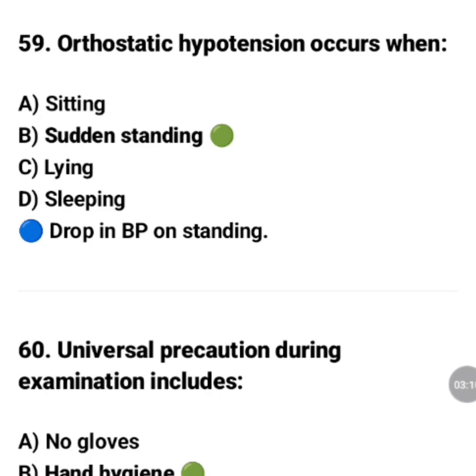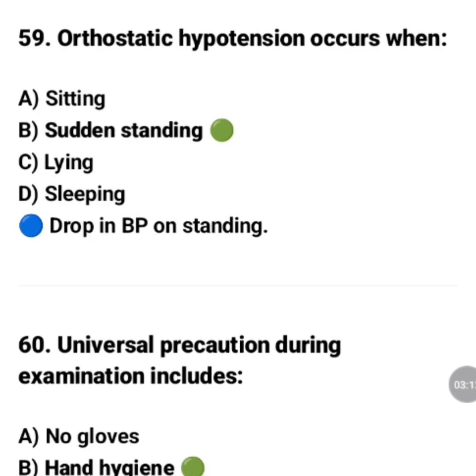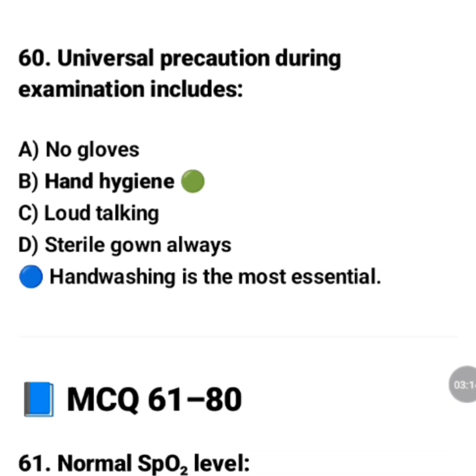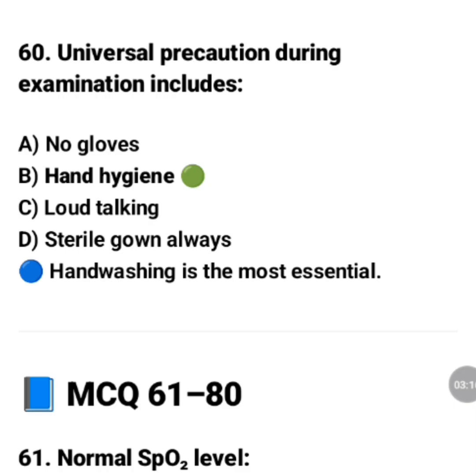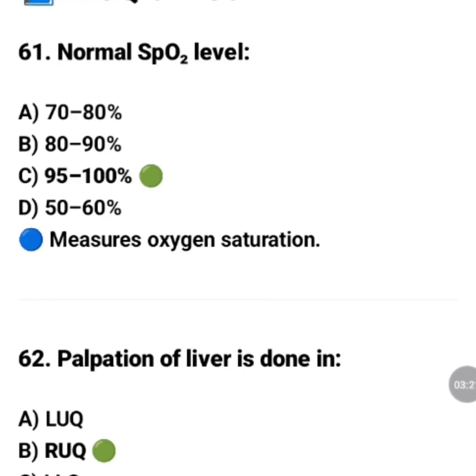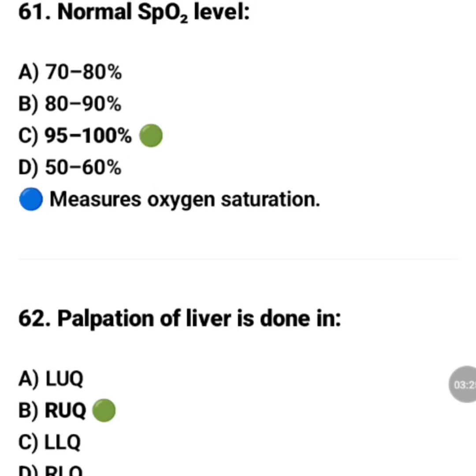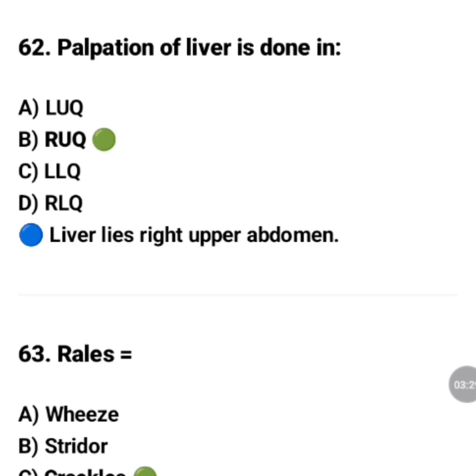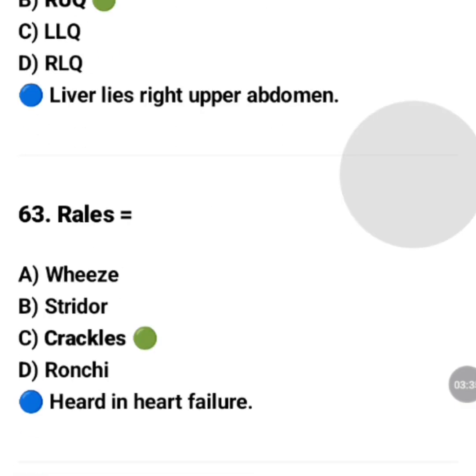Orthostatic hypotension occurs when the correct answer is option B, a sudden drop in BP on standing. Universal precaution during examination includes the correct answer, option B, hand hygiene. Hand washing is the most essential. Normal SpO2 level, the correct answer is 95 to 100%, measures oxygen saturation. Palpation of the liver is done in the correct answer, option B, right upper quadrant. The liver lies in the right upper abdomen.